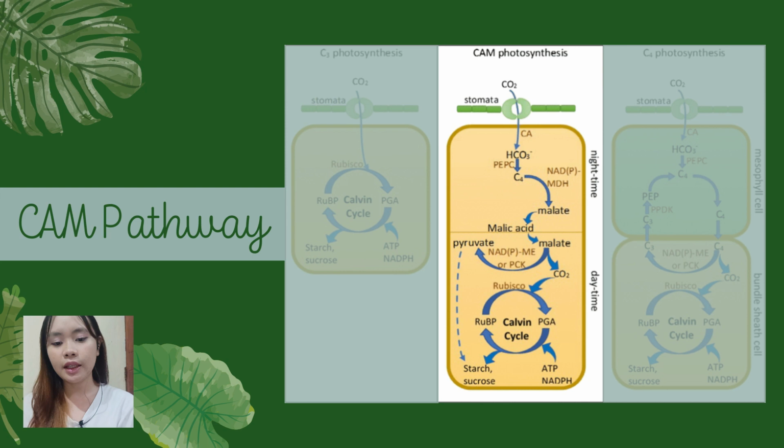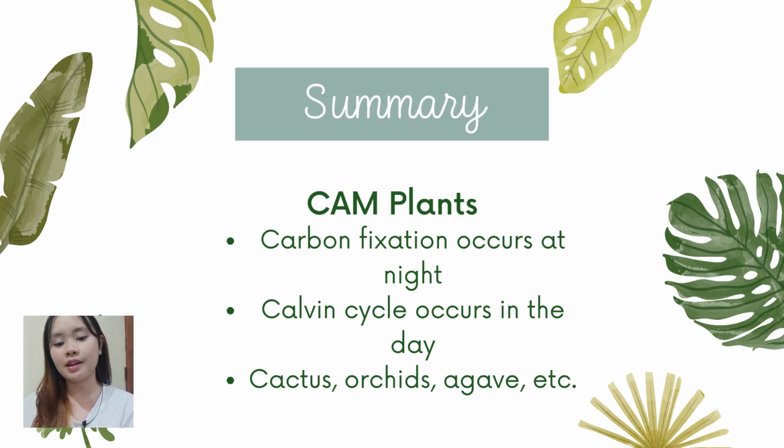And then during the day, CAM plants have closed stomata but still undergo photosynthesis. So carbon dioxide is released from the stored malate and then enters the Calvin cycle to produce sugars. This pathway is used by plants that dominate very hot and dry areas. These include cactus, orchids, and agave.